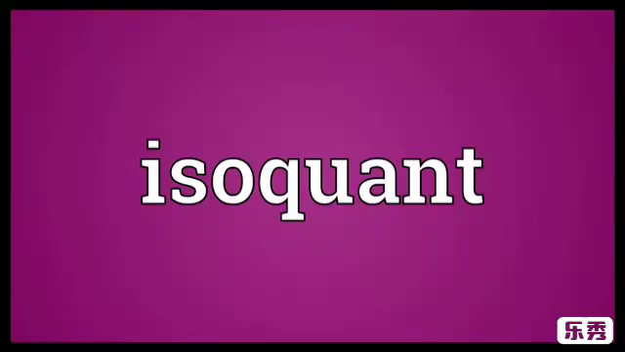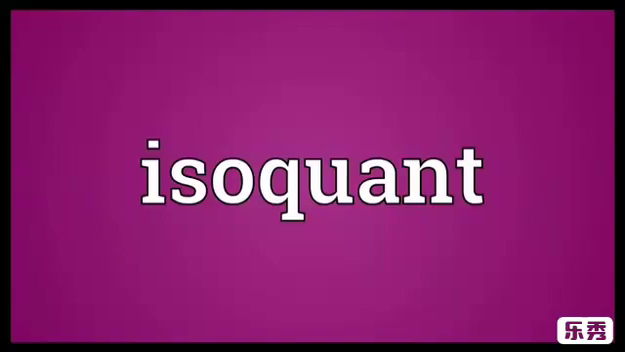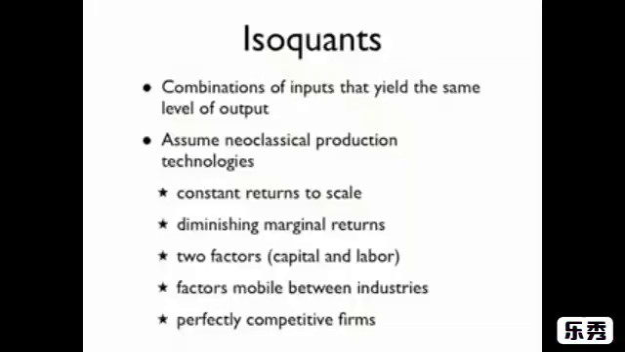Isoquant. A line of equal or constant economic production on a graph, chart, or map. As combinations of inputs that yield the same level of final output.